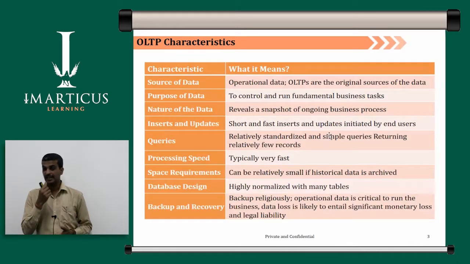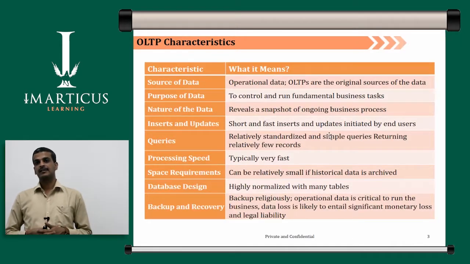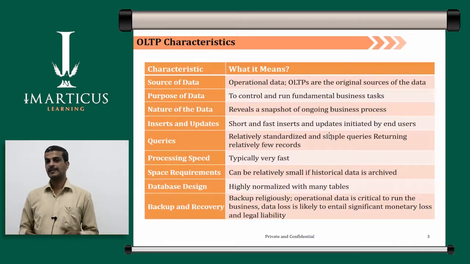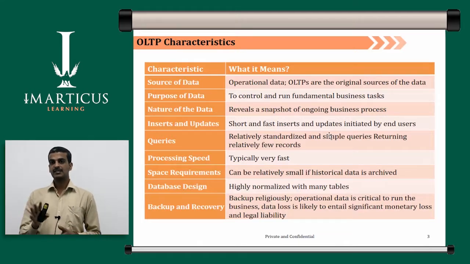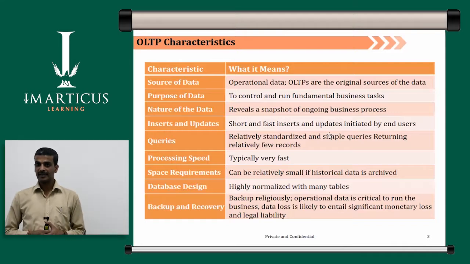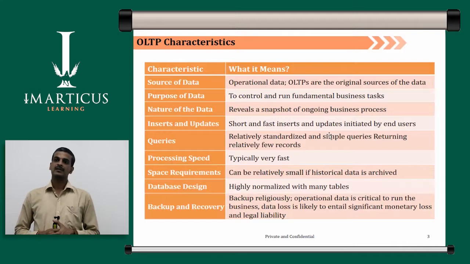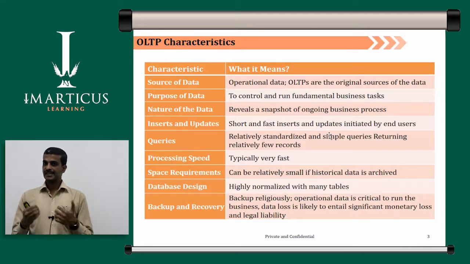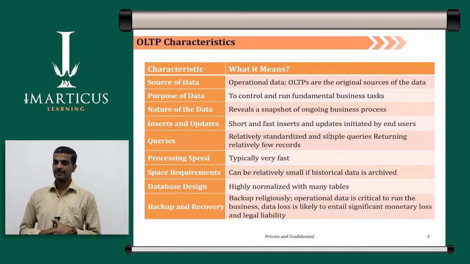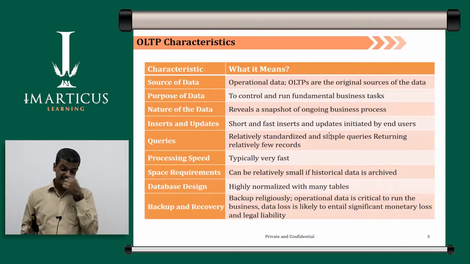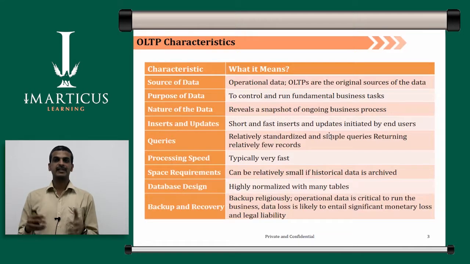So here in this slide we have certain characteristics which are given for OLTP, and we have some characteristics given for OLAP which makes it unique. So in OLTP characteristics we have different characteristics like the source of the data, and what it means. We have the source of data, which is nothing but your operational data. OLTPs are the original source of the data. These are the data repositories where data first comes and gets recorded. What is the purpose of the data? To control and run fundamental business tasks.